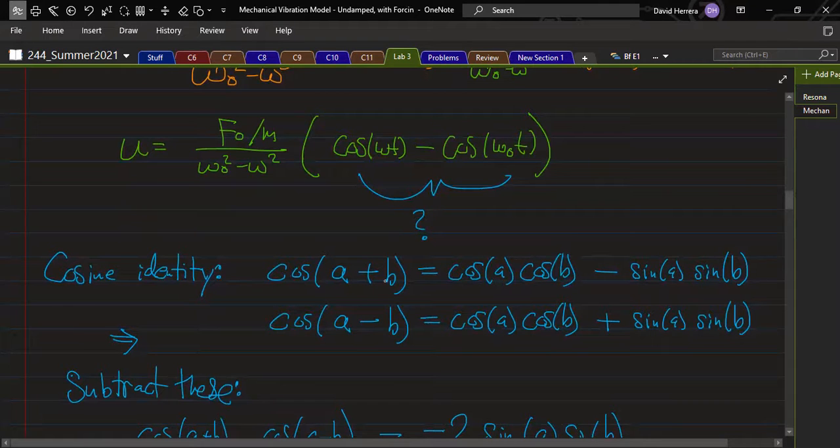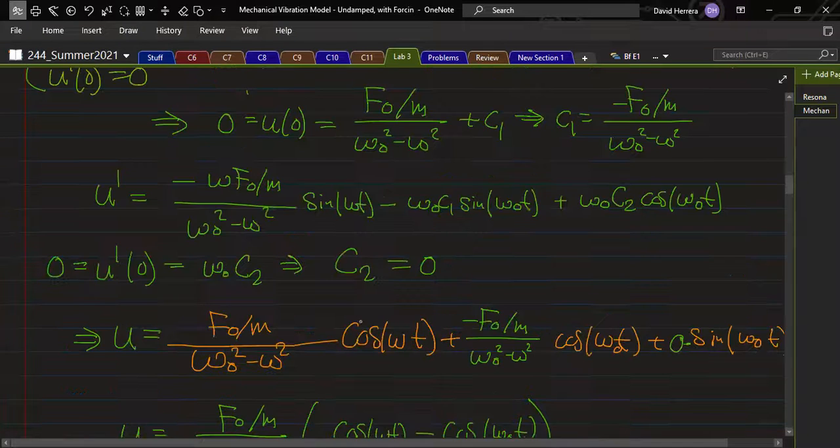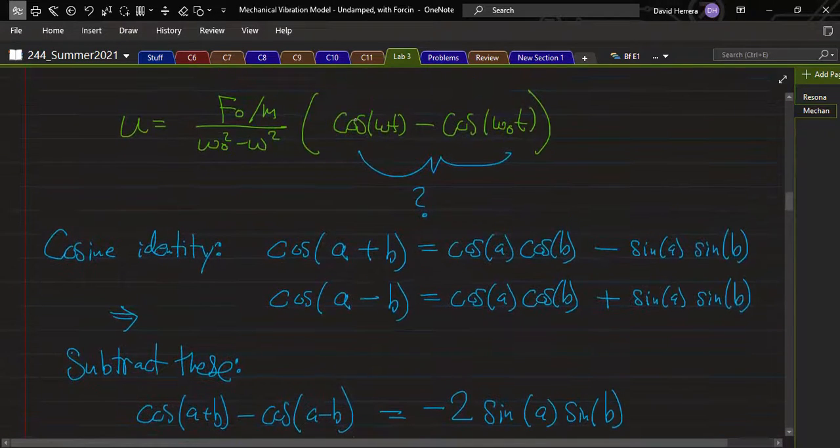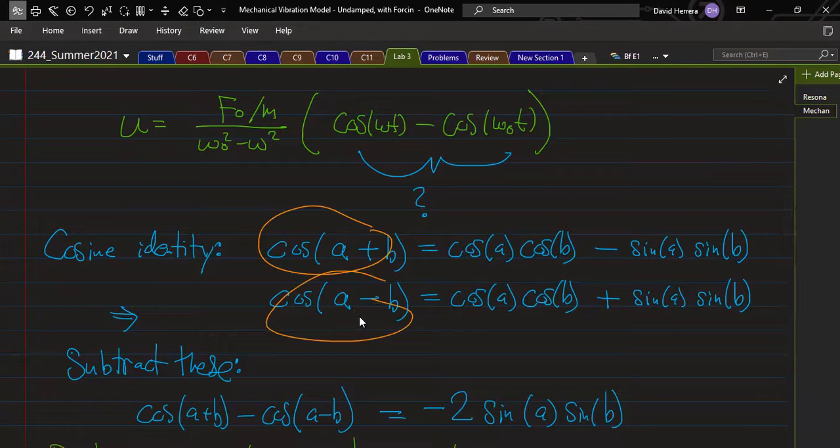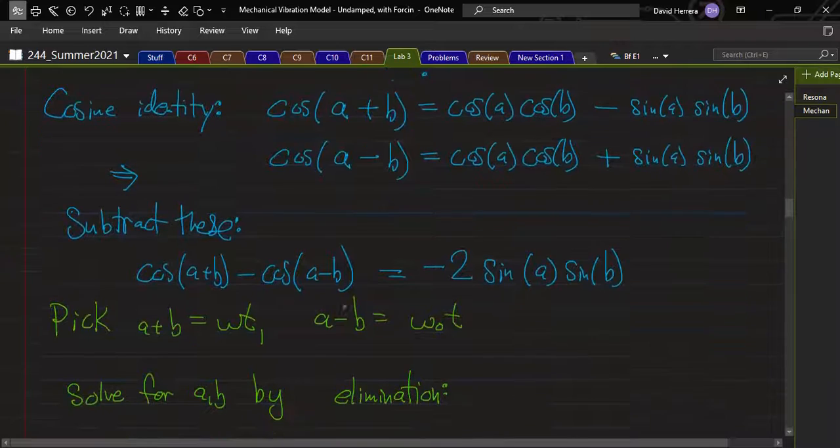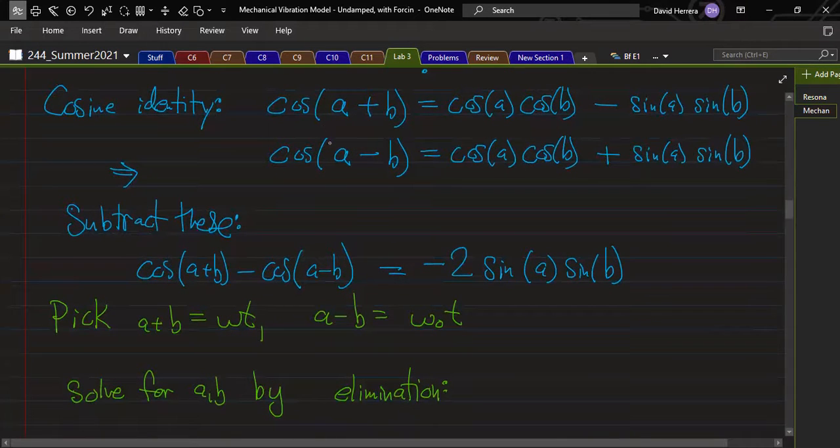We use cosine of a plus b is cosine a, cosine b minus sine a, sine b, and then the similar one for the subtraction. And what we want to do is subtract two different cosines. So basically, here's a cosine and here's a cosine, so we want to subtract these two. What we do is we subtract them, and the difference here is this minus this, so these cancel, and then this minus this, so it's -2 sine a, sine b.